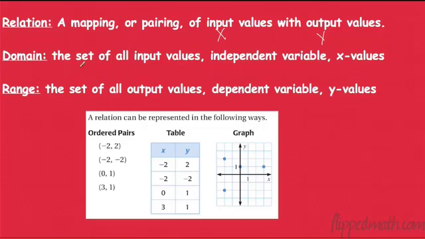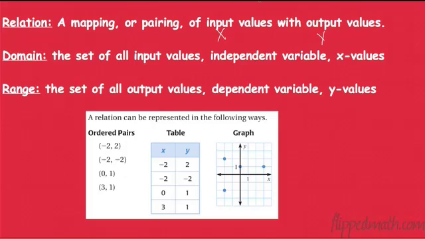A domain. Domain is a set of all input values, the independent variables, also known as the x values. So if I looked at a graph, the domain would be any possible x. The range is just the opposite. It's the set of all output values. It's a dependent variable, the y value. So looking at anything that talks about y values is a range.